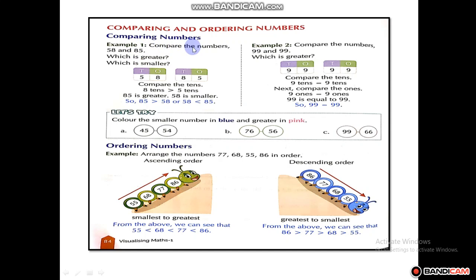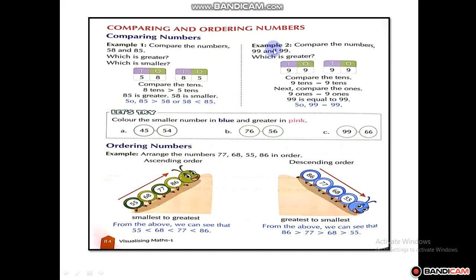Example 1, compare the numbers 58 and 85, which is greater and which is smaller. Here it is 58 and 85. Compare the tens. That means first we will compare the tens. Here it is 5 tens and here it is 8 tens. So 8 tens is greater than 5 tens. So 85 is greater and 58 is smaller. So 85 is greater than 58, or you can say 58 is smaller than 85.